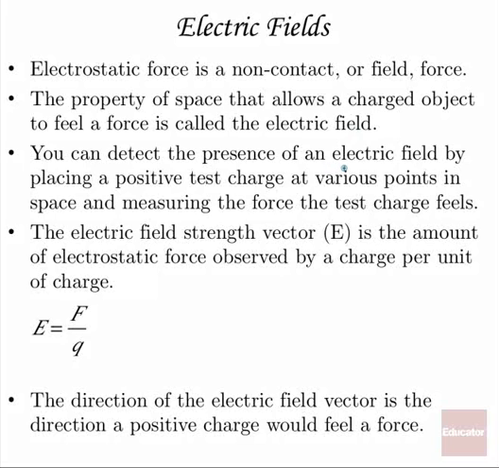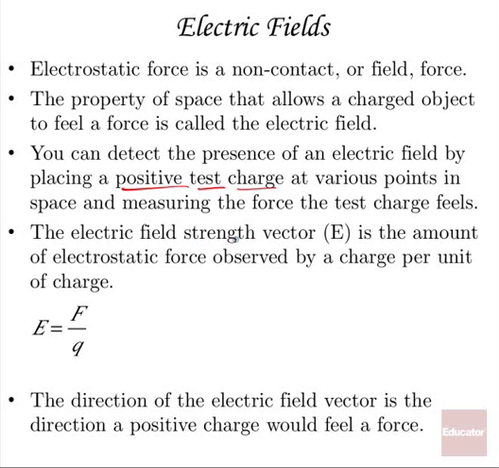You detect the presence of an electric field by placing a positive test charge at various points in space and measuring the force the test charge feels. What that means is the electric field is always going to point in the direction of the force on a positive charge, not on a negative charge. The electric field points the direction of a force on a positive charge.